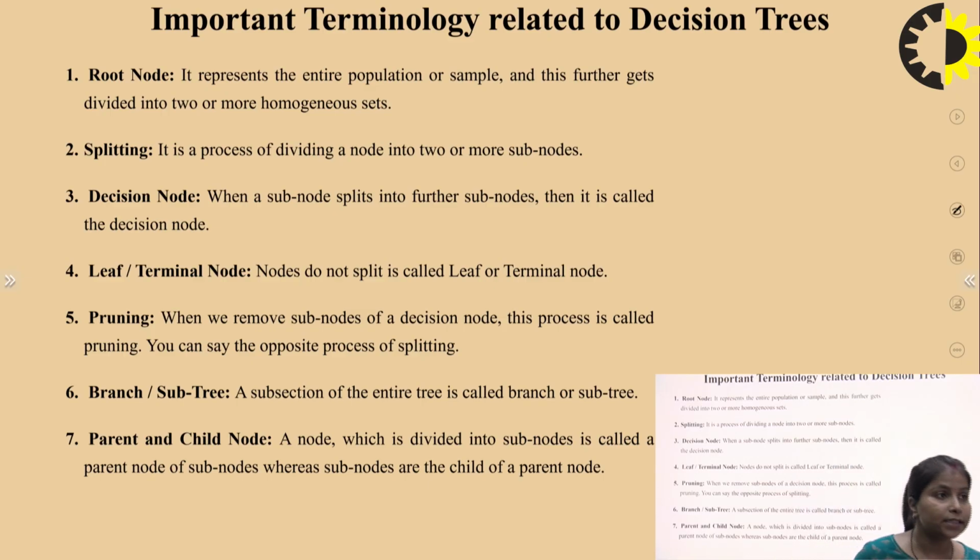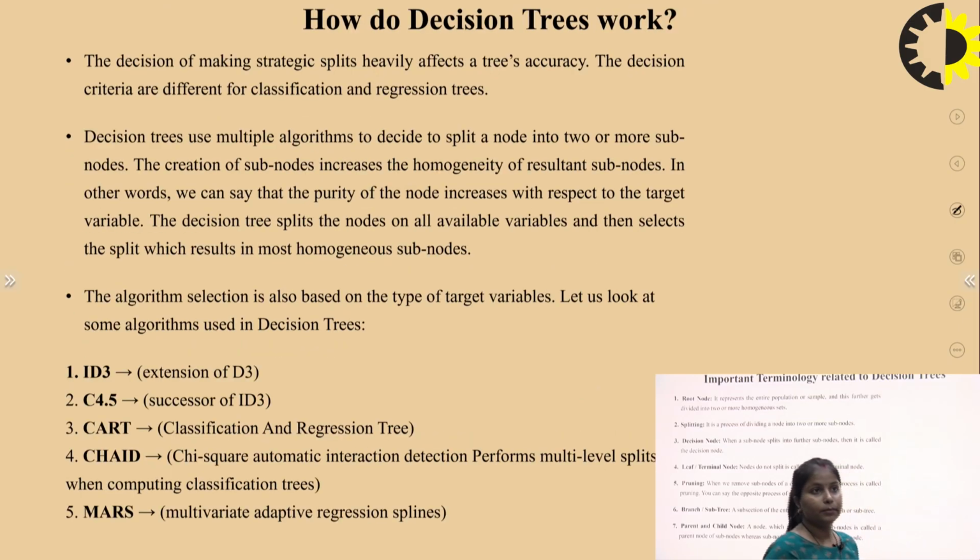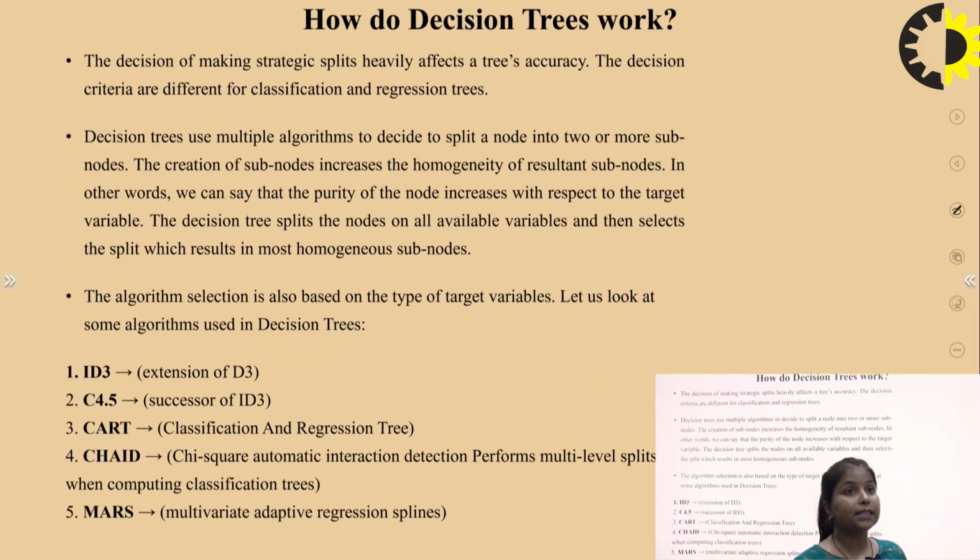And next is pruning. When we remove subnodes of a decision node, this process is called pruning. You can say it is the opposite process of splitting. Branch and subtree: a subsection of the tree is called a branch or subtree. And last is parent and child node. A node which is divided into subnodes is a parent node, and the subnodes are the children of the parent node.